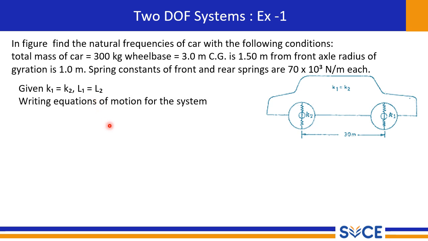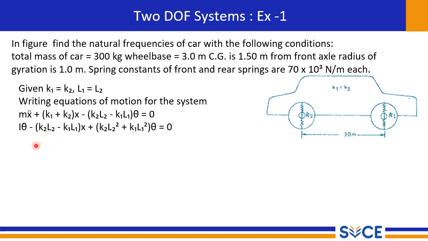Therefore, let me derive the equations. Using Newton's second law, it is m x double dot plus (k1 plus k2) x equal to 0. And similarly, if we simplify further, I theta double dot plus (k1 L1 square plus k2 L2 square) theta is equal to 0. Now we assume the solutions.